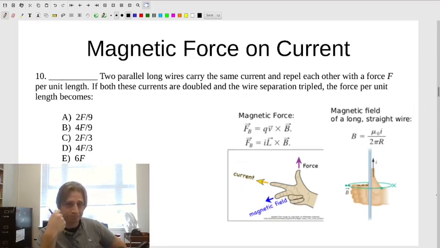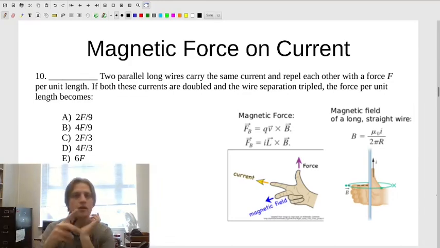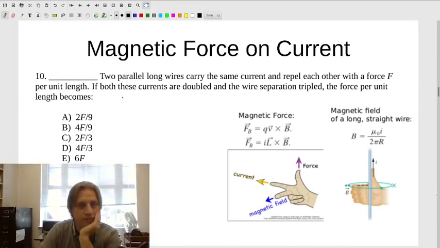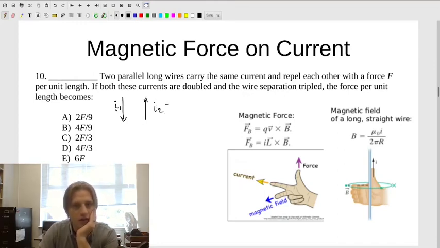Okay, so if they're repelling each other, they must have currents that are going opposite directions. If they have currents that are going the same direction, they pull together. But that's not really the important point here. You have I1 and I2, and they are each experiencing a force pushing them apart.